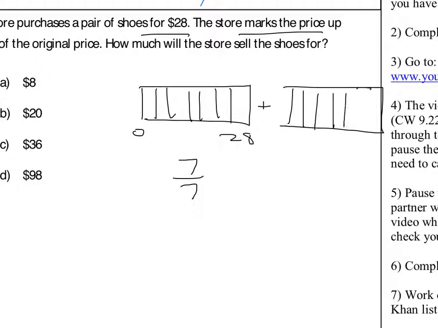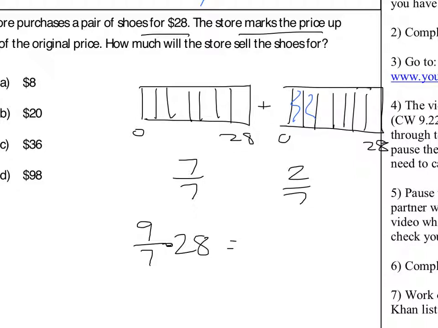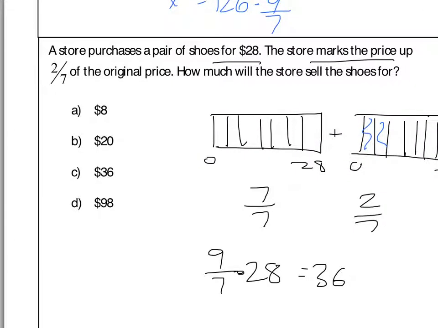1, 2, 3, 4, 5, 6. And we have an additional 2/7 added on. So of the original price, we have 9/7 of the original price, which is 28, is going to be equal to our unknown value, our marked up price. We should do that math and we should get $36. Answer choice C. Alright, let's flip on over and look at our aim.